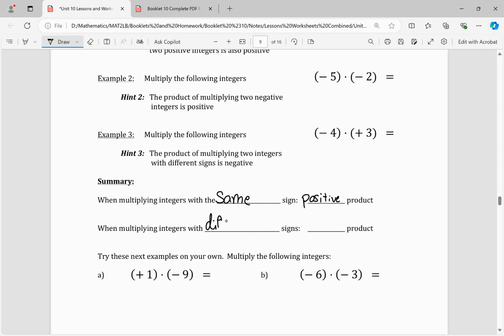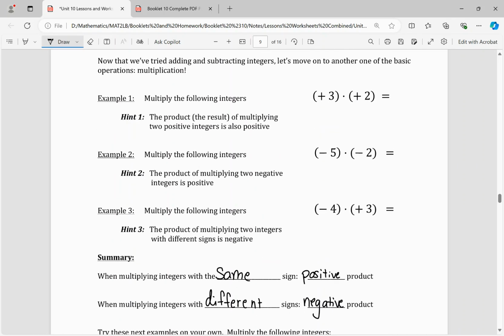And when I multiply integers with a different sign, we're going to have a negative product, right? So that means that if I was to multiply 3 and 2, this is a two-step process. Step 1, I know that 3 times 2 is equal to 6. Step 2, I have two positive numbers, and two positives make a positive.